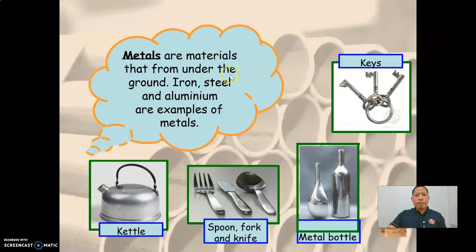Materials that come from under the ground. So keys, metal bottle, spoon, fork, and knife. This one is a knife. This one is a fork. This one is a spoon. This one is a knife and fork. This one is a kettle. Next.